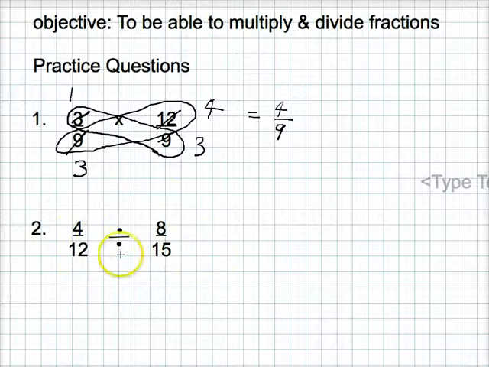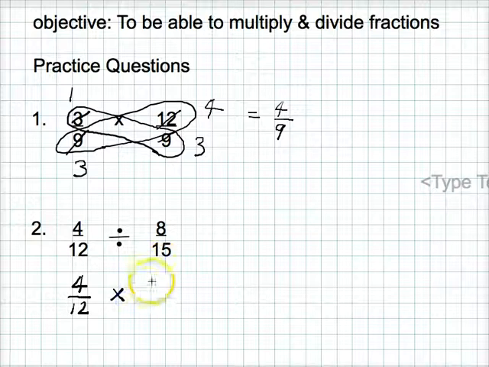Question 2. We're now dividing fractions. When we divide fractions, we could do 4 divided by 8, which gives us a half, and 12 divided by 15. But you're then going to have a fraction, a half, over 12 over 15. So you're going to have a fraction divided by a fraction. There's a much easier way to do this. What we can do is keep the first fraction the same, change the divide to a multiply, and invert or turn the second fraction upside down.